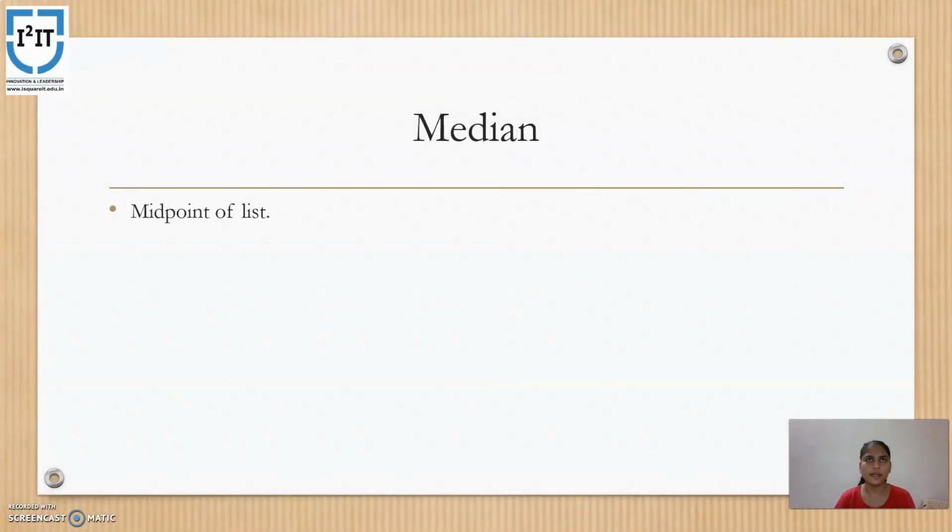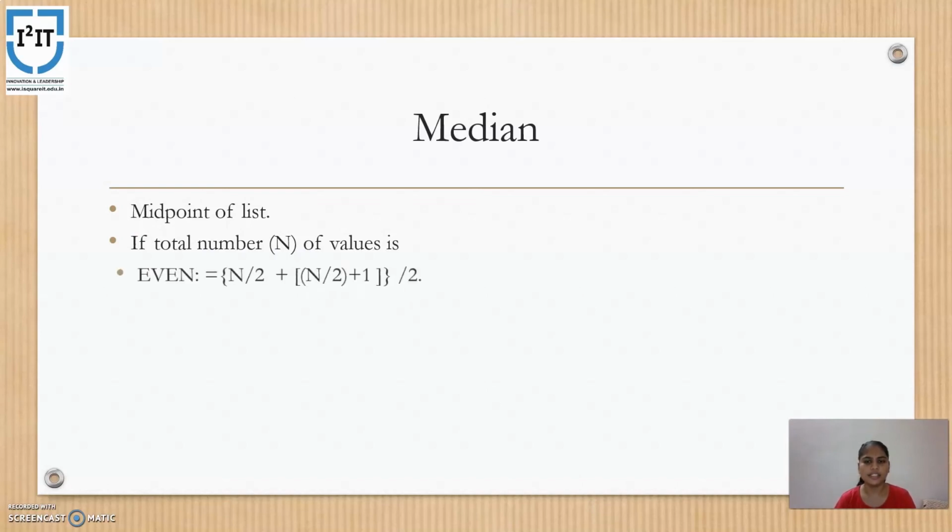Median. What is the median? The median is the midpoint of any list. If a list has 9 elements, then the 5th will be the median. But how is the median calculated when the list has an even number of elements? There is a formula for both even and odd counts. For an even number, the formula is the average of the n by 2 th and the n by 2 plus 1 th elements. But what is n? n is the number of elements in the given list or set of data.